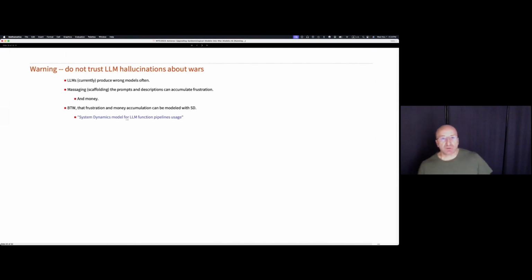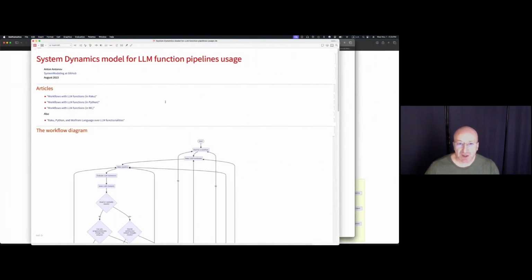So really, do not trust large language model hallucinations about wars or about anything else for that matter. It is very interesting to figure out what is your balance of scaffolding or massaging prompts and descriptions, and to what degree you just sit down and do the math, so to speak, by yourself. This is such an example here.